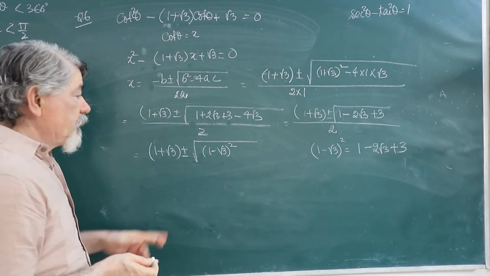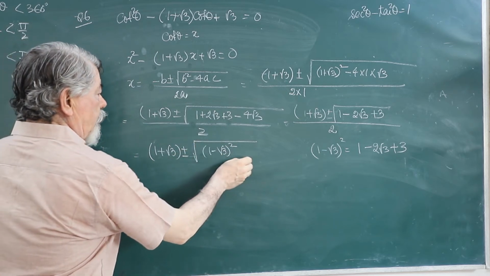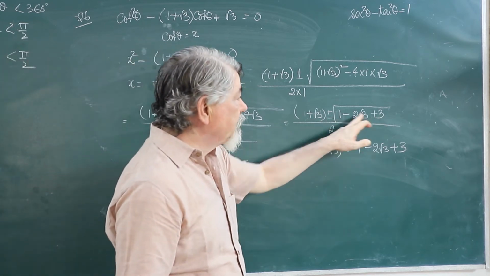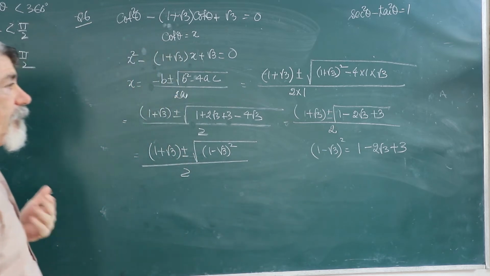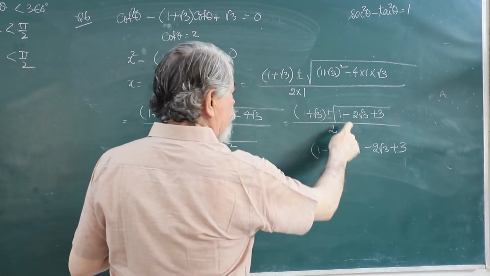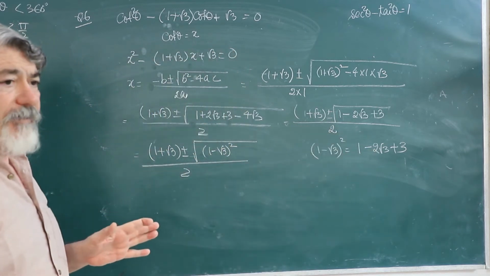And what is the advantage of this? The advantage is that the square root will be removed. In that case, if I had added 1 plus 3 as 4, 4 minus 2 root 3 would have been left, where I could not have removed the square root. So changing it to this form was important. In this kind of question, you will have to remember this.